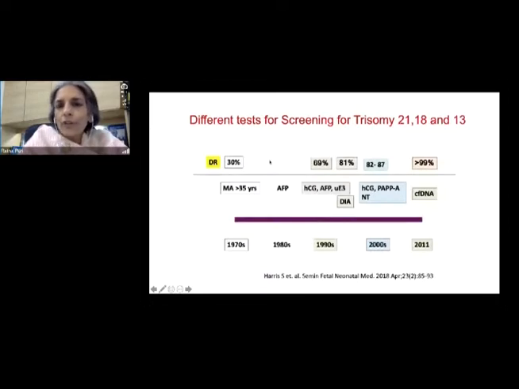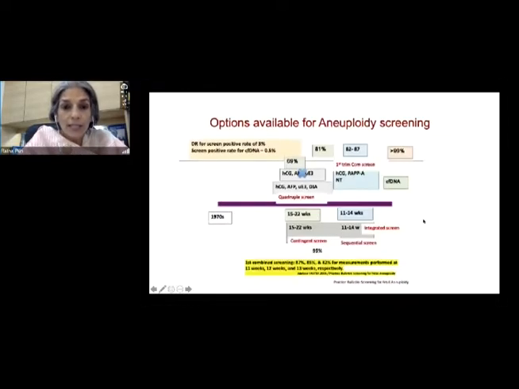The various tests for screening for trisomy 21, 13, and 18 have progressively improved and have been enhanced over the years. I'm not going to go into these details. We know that there is in the first trimester the combined screen. The detection rate and the false positive rates are above. We can integrate the first and the second trimester.